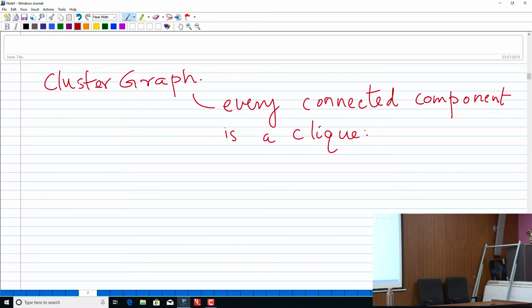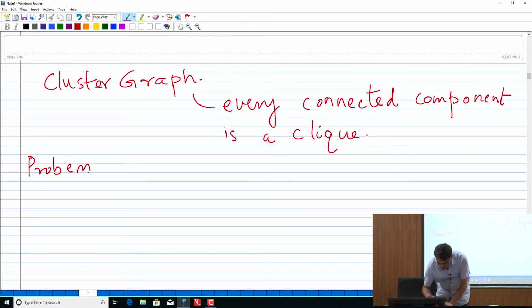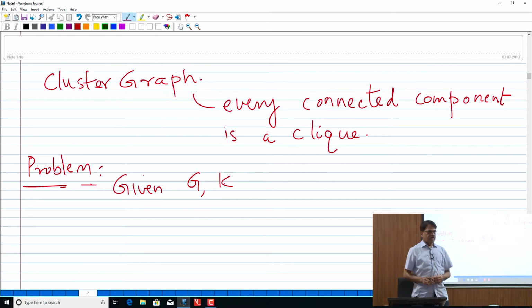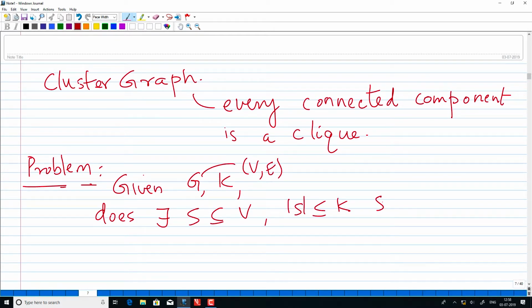So now, the question I am interested in: you are given a graph G and an integer k. The graph may not be a cluster graph. The graph is an arbitrary graph. What we want is, does there exist a subset S of the vertex set V, where G is V comma E, whose size is at most k, such that G minus S is a cluster graph?